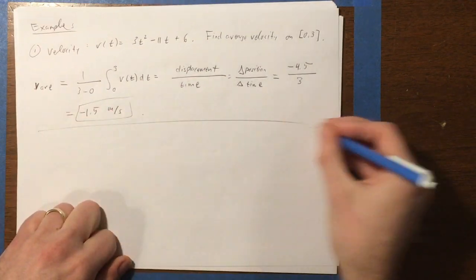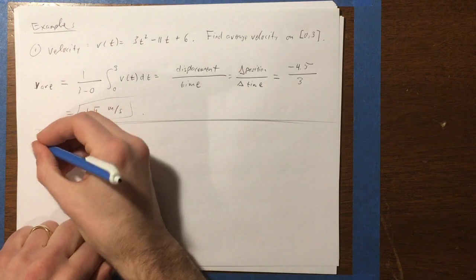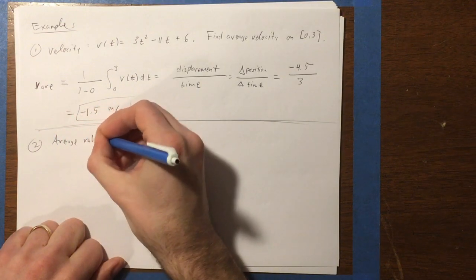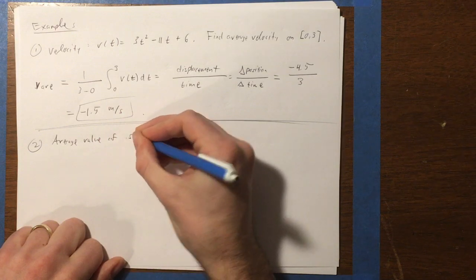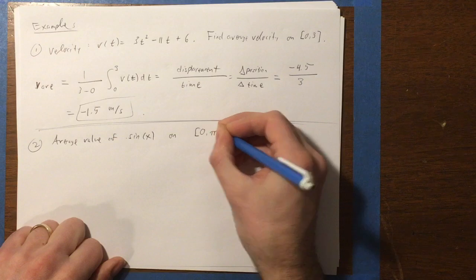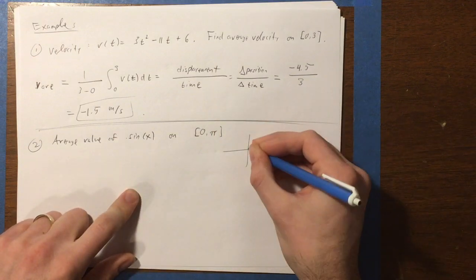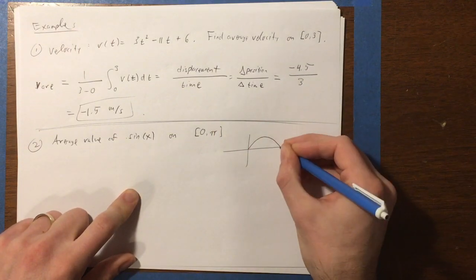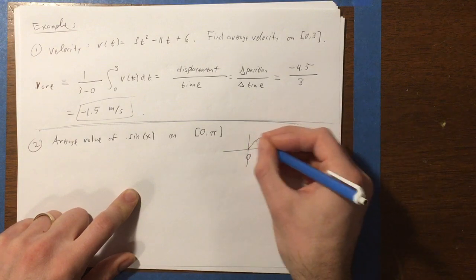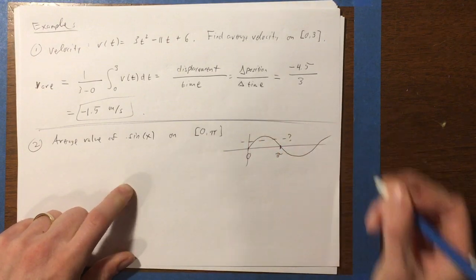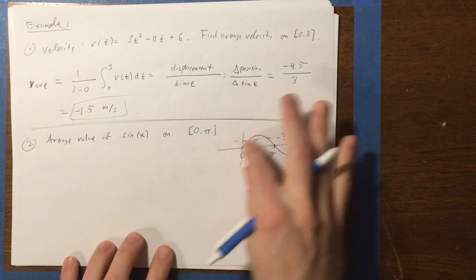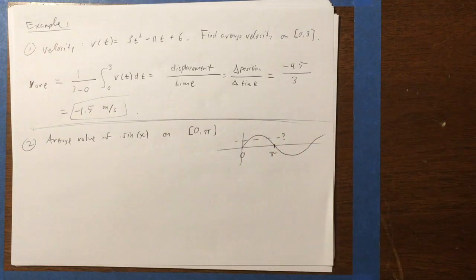That's the first example. So the next example I want to look at is the average value of a function, sine of x, on an interval, let's say 0 to pi. So thinking about the sine function here, 0 to pi would be this interval. So the question is, what's the average value of the sine function on that interval? What height is like the average y coordinate for the points on that graph?